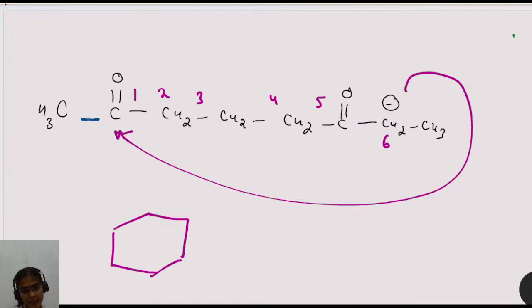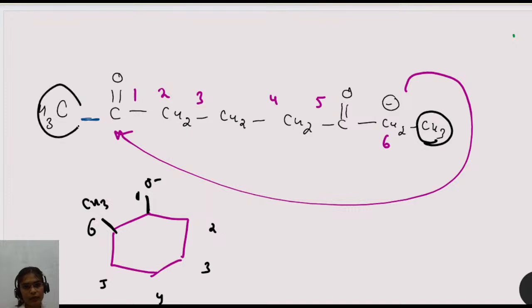So let's see the numbering. I start with 1 carbon, 2 carbon, 3 carbon, 4 carbon, 5 carbon, and 6 carbon. This is the sixth carbon. The CH3 group is connected on the sixth carbon. And then at the first carbon, the O bond opens up, and on the first carbon the CH3 group is also connected here. This is how you can decide by numbering the structure we are getting right now.